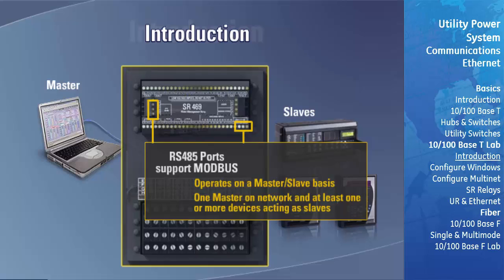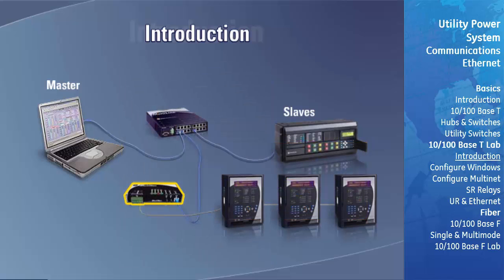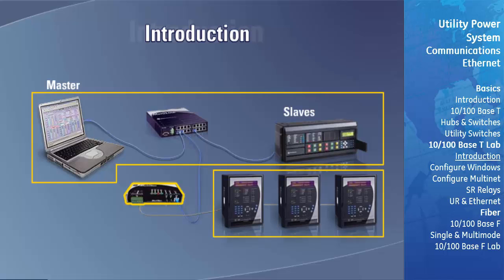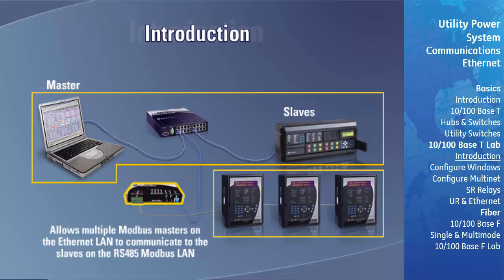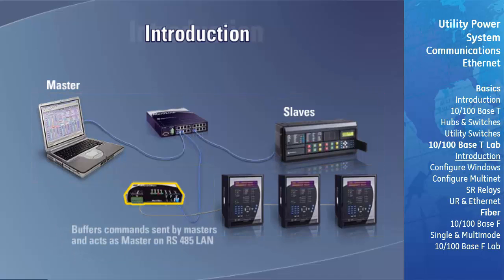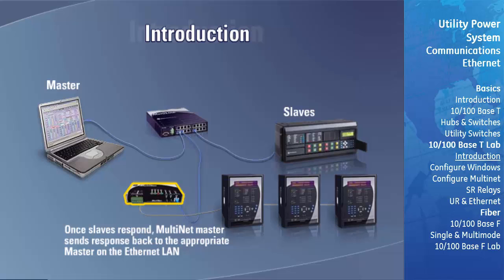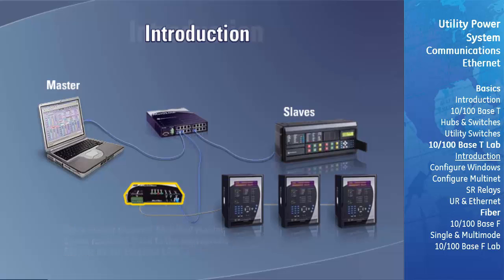The GE Multilin Multinet Serial to Ethernet Converter is a communications module that interfaces an RS-485 Modbus LAN to an Ethernet LAN. This allows multiple Modbus masters on the Ethernet LAN to communicate to the slaves on the RS-485 Modbus LAN. The Multinet does this by buffering the commands sent by the masters and then acting as the master on the RS-485 LAN by repeating these commands to the slaves on the RS-485 LAN. Once the slaves respond, the Multinet master sends the response back to the appropriate master on the Ethernet LAN. The Multinet acts as a server on the Ethernet LAN and a master on the RS-485 LAN.